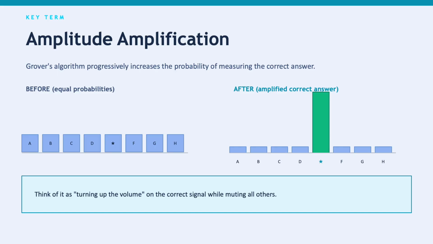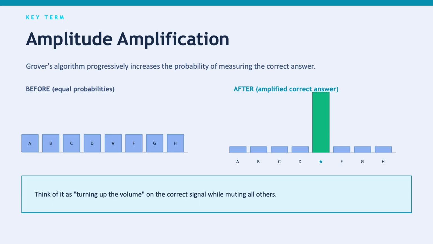Amplitude amplification. Amplitude amplification is the step in Grover's algorithm where the magic really happens. After the oracle marks the correct answer, amplitude amplification uses a mathematical technique to increase the probability of measuring that correct answer. Everything else, all the wrong answers, get pushed down in probability.